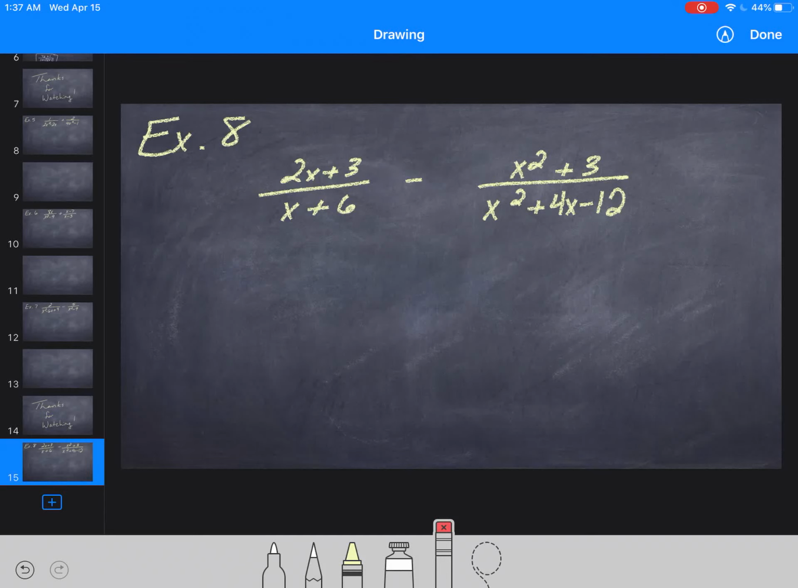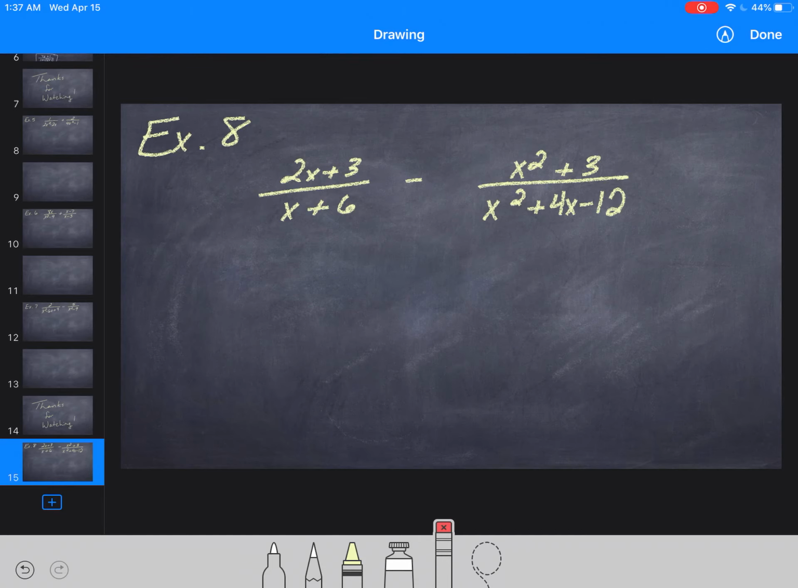Let's continue adding and subtracting rational expressions. Example 8: (2x + 3)/(x + 6) minus (x² + 3)/(x² + 4x − 12). Our first step is to factor our denominators.